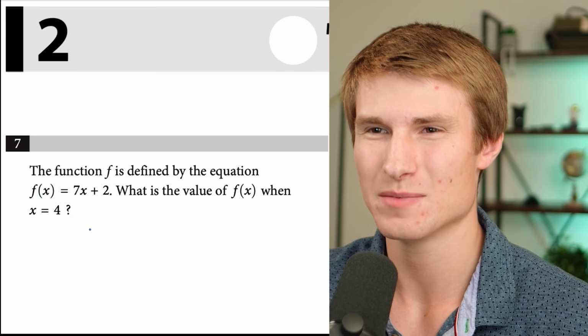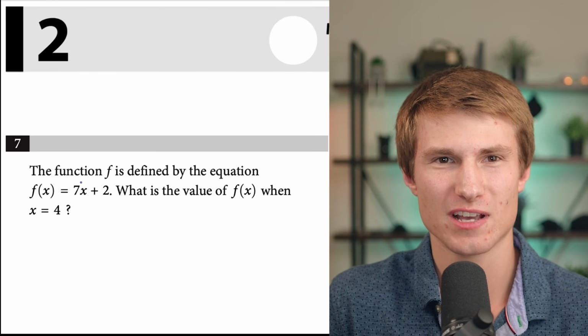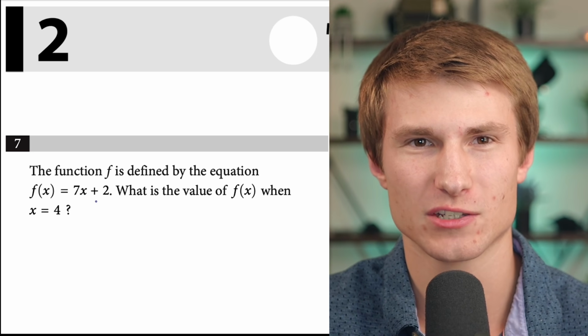Here's how to solve this SAT math question in under 40 seconds. Question 7 states the function f is defined by the equation f of x equals 7x plus 2.